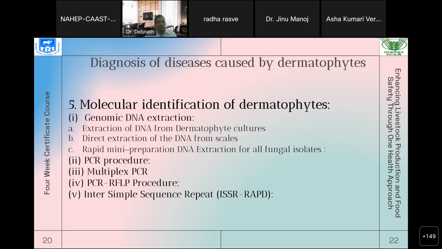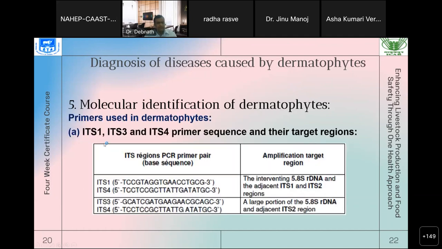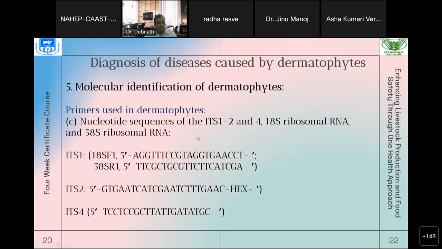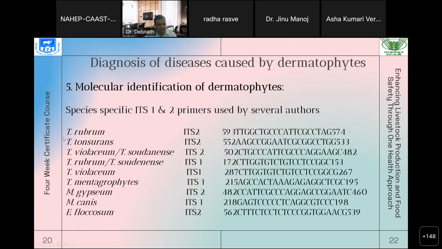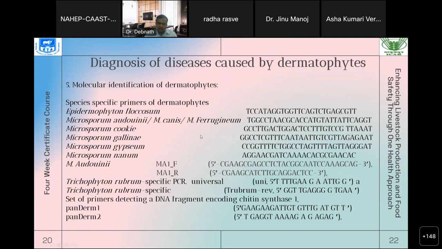After extraction, we may go for direct PCR, simple PCR for diagnosis, or multiplex PCR by using different primers at a time. RFLP also we can do for judging the segments. So different options are there. And these are the target areas on the basis of which the primers have been developed. This ITS, meaning internal transcribed spacer region. These regions are very variable, so that portion is targeted for identification of different species. Different kinds of primers are available nowadays. Even species specific primers are available. You can see so many species specific primers. They have been used, and their findings have been published. In our lab also, we have used a few of them. It gives good results also. So all these things we can do in this molecular part.